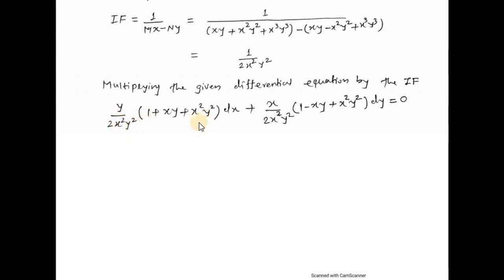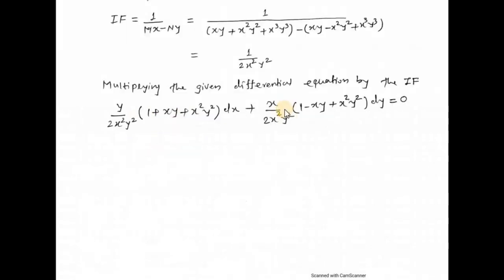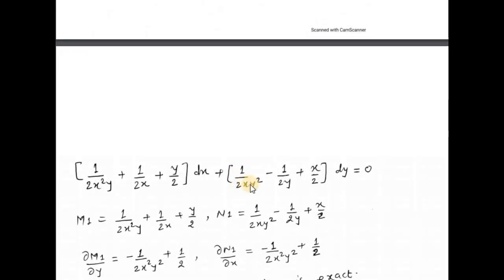Now dividing these three terms by 2x²y, we will get 1 divided by 2x²y plus 1 divided by 2x plus y divided by 2 dx, and here x divided by 2x²y², so it will be 1 divided by 2xy². So dividing these three terms by 2xy², we will get 1 divided by 2xy² minus 1 divided by 2y plus x divided by 2 dy equal to 0.